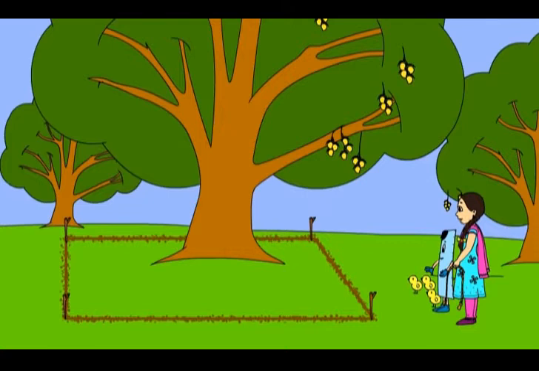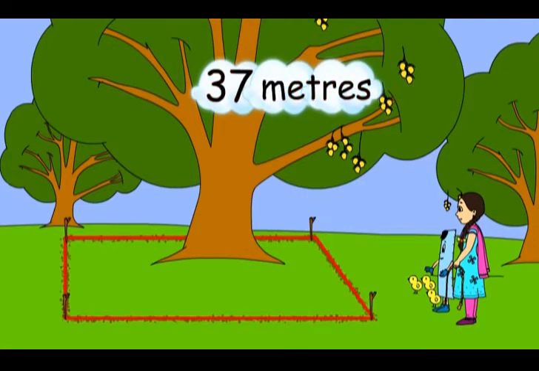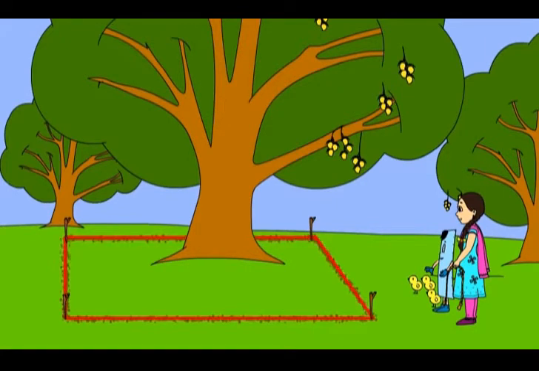Now we know that the length of the boundary is 37 meters. So I will go and get wires to fix in the boundary. Just wait here. I will come. I will go and look in our house. I think we have some wires at home. Meenu, wait. I will also come with you. Let's look for the wires.